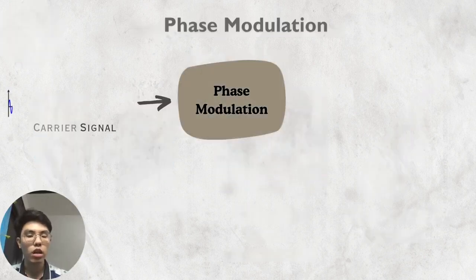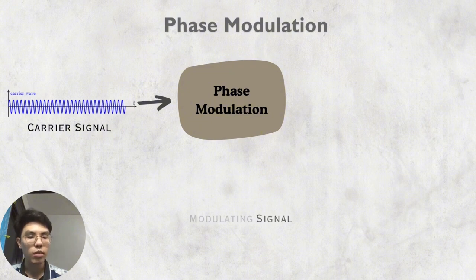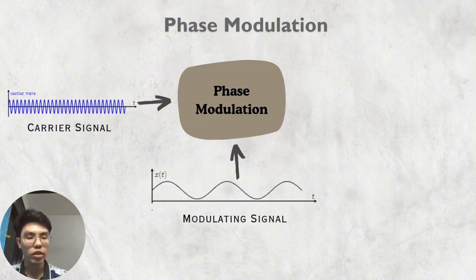In phase modulation, the carrier signal phase is altered by the modulating signal, encoding information in phase shift.